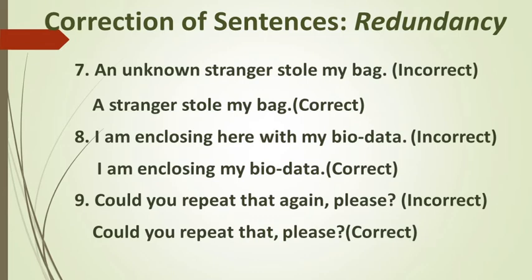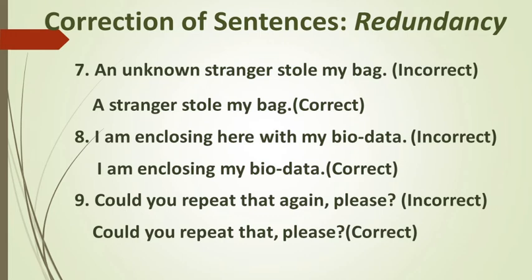Next example, an unknown stranger stole my bag. A stranger stole my bag. Here the second sentence is the correct one, because unknown and stranger both refer to the meaning of outsider or someone alien. So there is no need to use two words conveying the same meaning. We need to retain one and remove one. We have retained stranger and removed unknown. So a stranger stole my bag is the correct one.